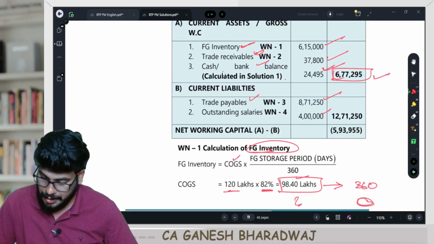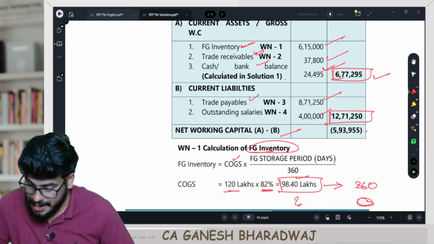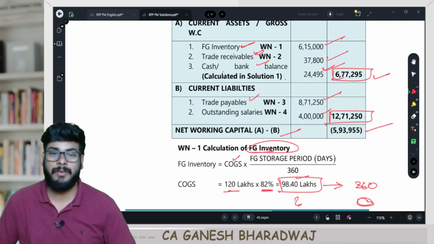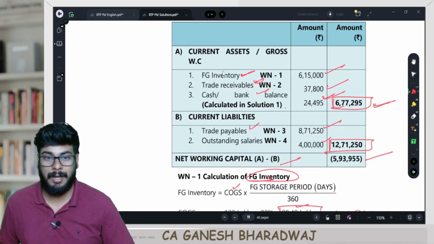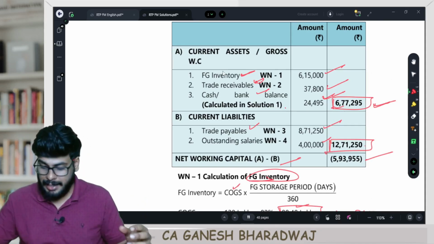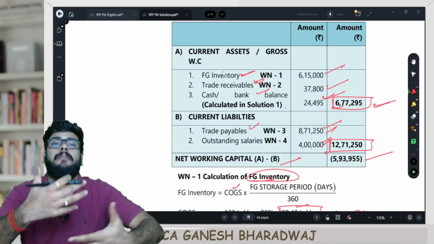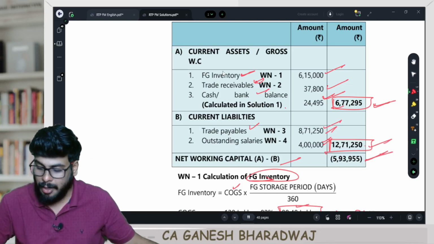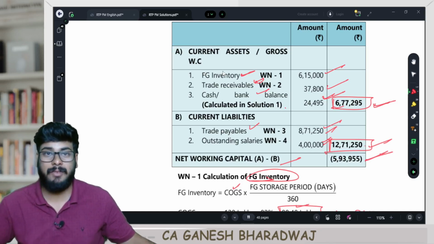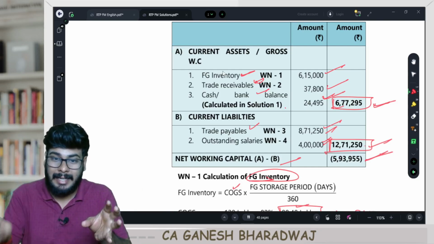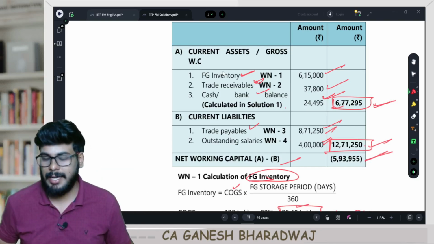So the total current liabilities is going to be 12 lakh 71,250. Net working capital, you'll be surprised, it's a negative figure of 5 lakh 93,955. Why do we have this? See, I require a gross working capital of 6,77,295. However, in the course of this operating cycle itself, I am actually getting more funding, which is bundled in my operating cycle itself. I'm getting 12,71,250. So how much extra am I getting? It's 5,93,955. This is the extra amount of funding that is naturally bundled in my routine course of operation. This is how you need to read working capital. Are you clear with this?